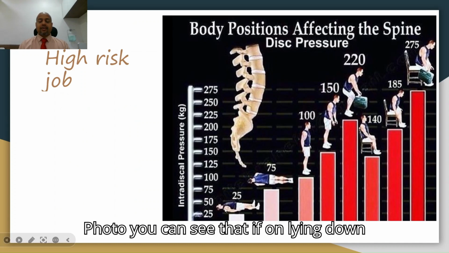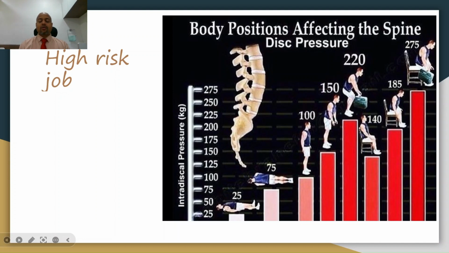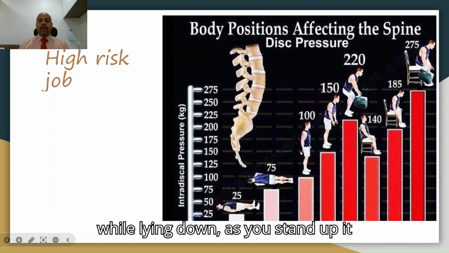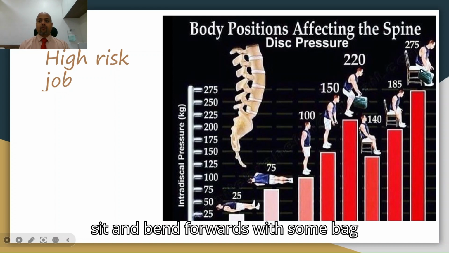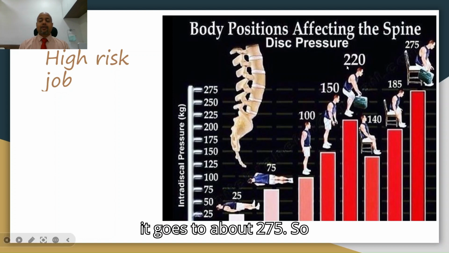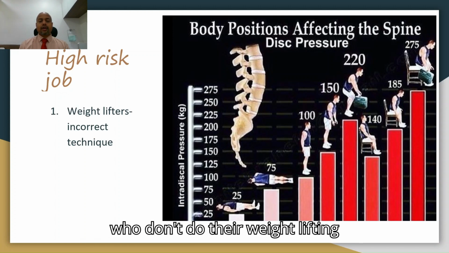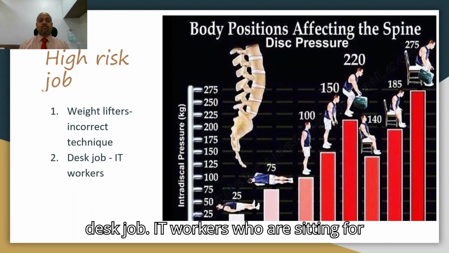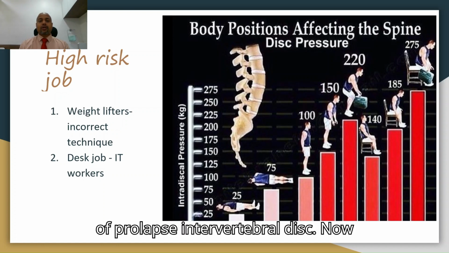Similarly, in this photo you can see that on lying down your pressure is about 25 while lying down. As you stand up it becomes 100, and as you sit and bend forwards with some weight it goes to about 275. So high risk jobs like weightlifters who don't do their weightlifting with correct technique, or desk job IT workers who are sitting for long periods of time, have a high risk of prolapsed intervertebral disc.